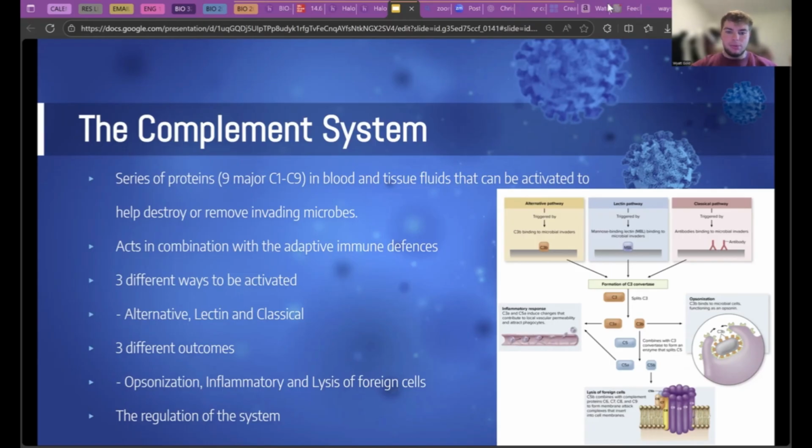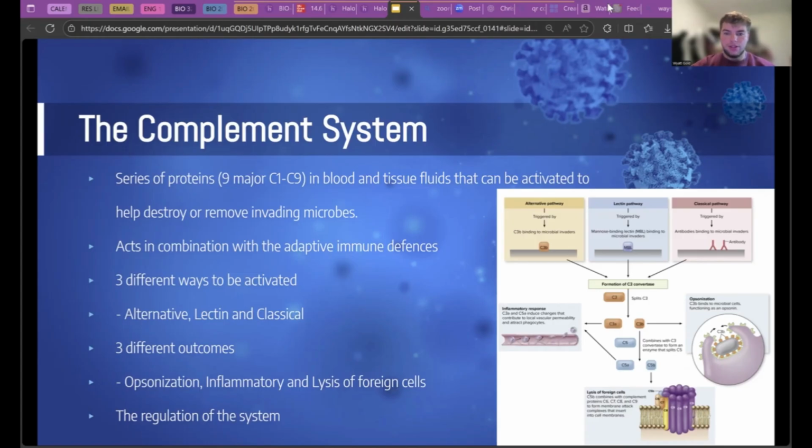The second pathway is the lectin pathway, which occurs when mannose binding lectin, or MBL, binds to mannose. Mannose is a monosaccharide that's found on the surface of bacteria and fungi. This bond allows the formation of C3 convertase.